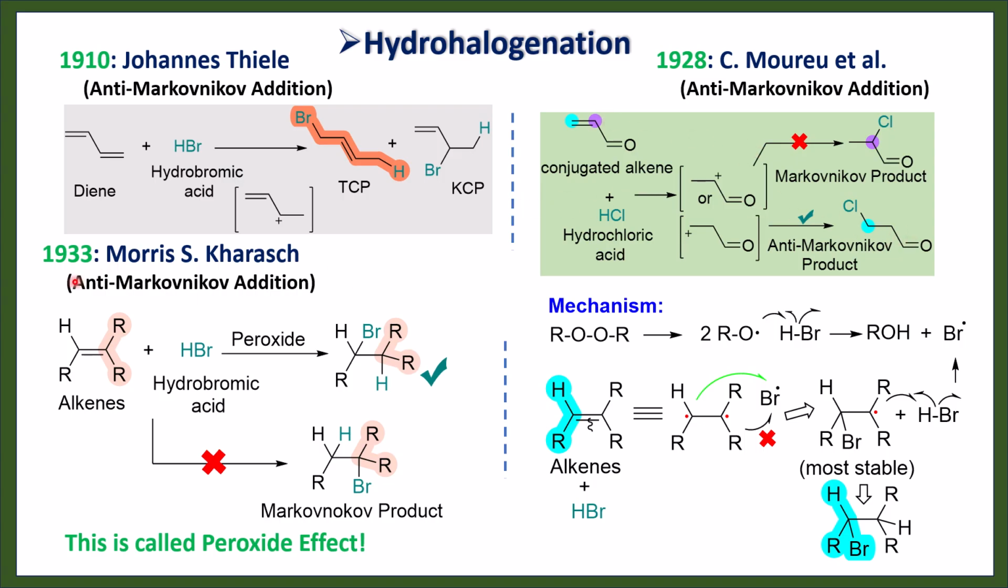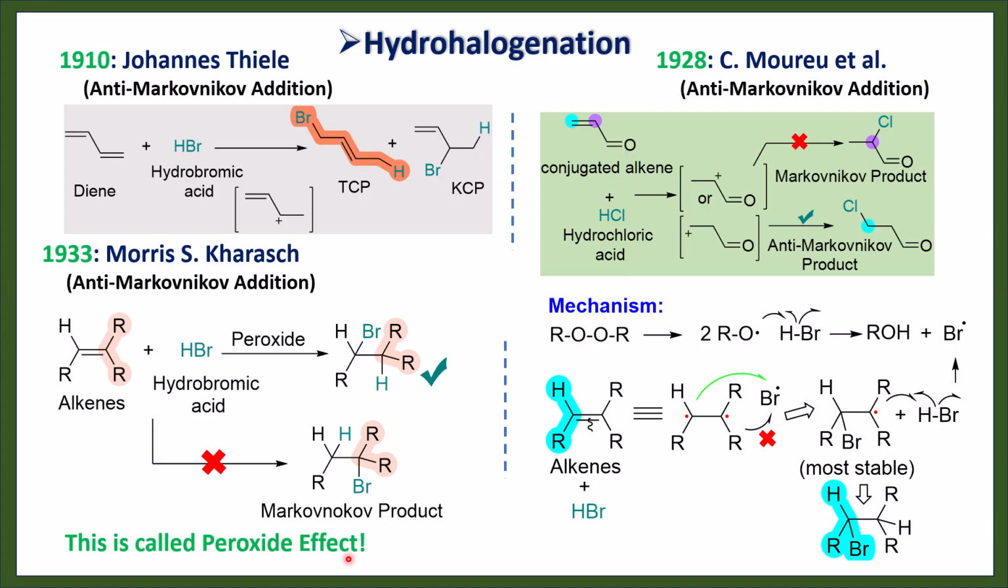Another most popular anti-Markovnikov addition was discovered by Morris S. Kharasch. In 1933, he found that when an alkene reacts with hydrobromic acid in the presence of peroxide, then instead of the Markovnikov product, where bromine attaches to the more substituted part, the bromine attaches to the less substituted carbon. So this is the anti-Markovnikov product. As this happens in the presence of peroxide, it is called the peroxide effect.